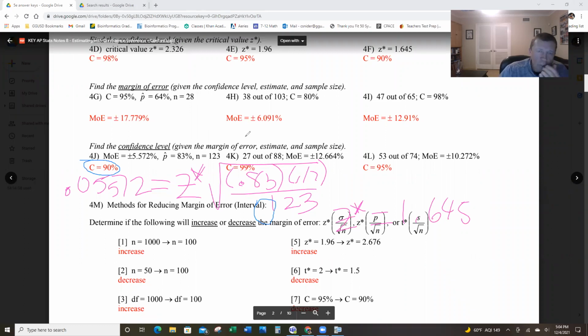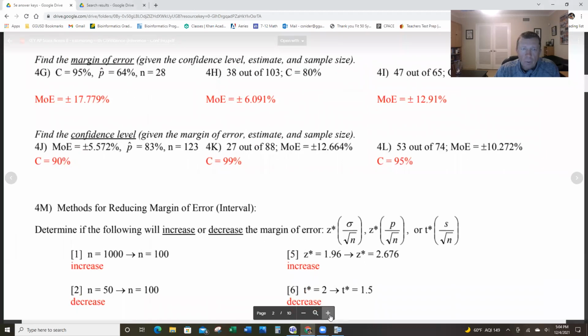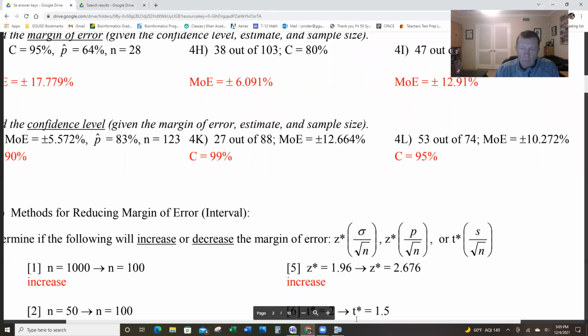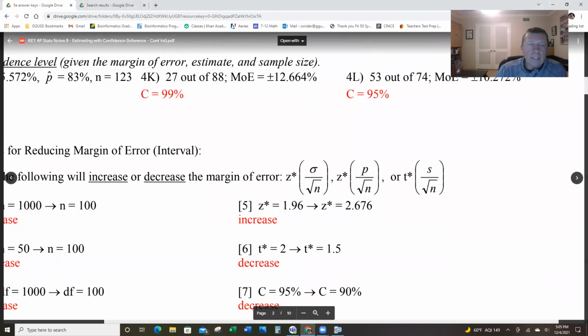All right, let's do K and L. Set those up. Let me make it a little bigger here, a little more room. Okay, so here's K. I'm working on K right here: 27 out of 88. I really don't know what that is, but let me check it out.